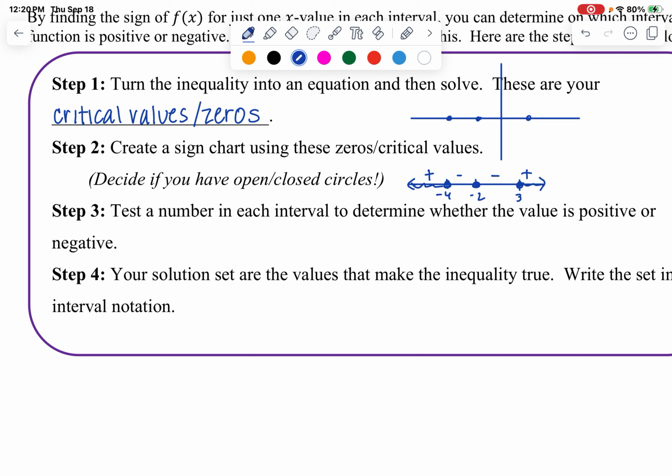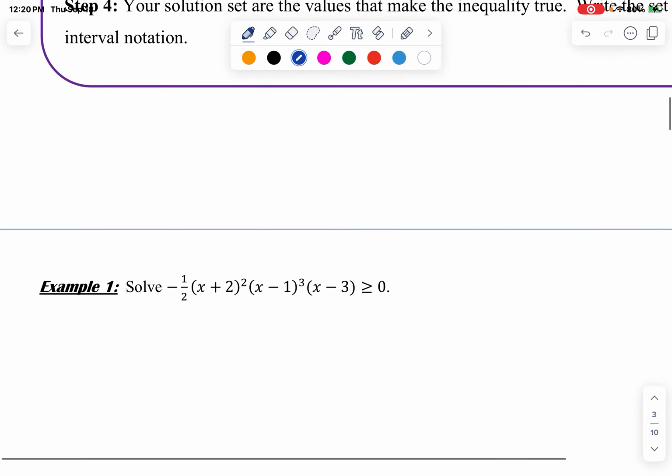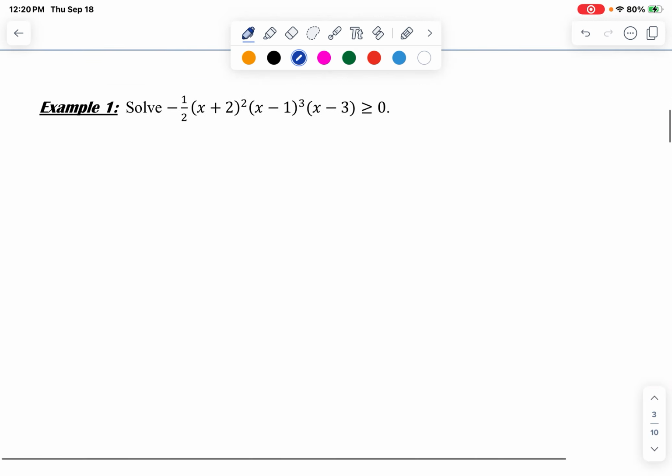You just gotta look at what they are and then write it in interval notation. So that's the gist, okay? So here's our first problem. Let's go ahead and walk through this.